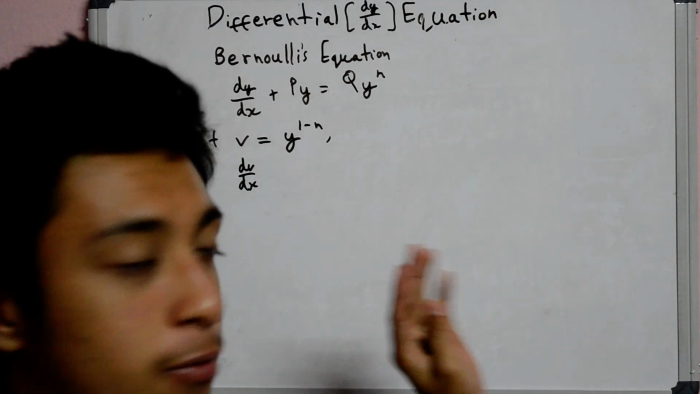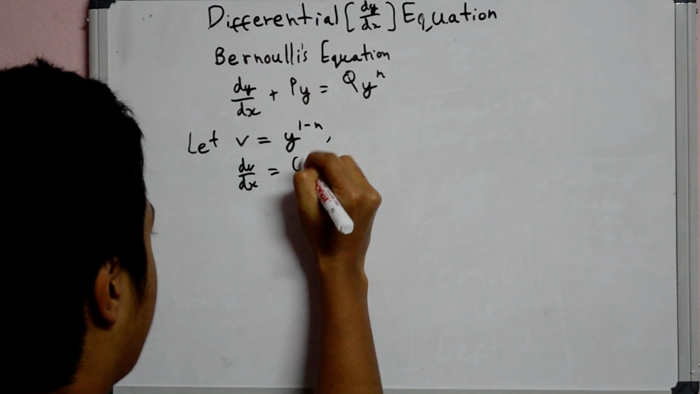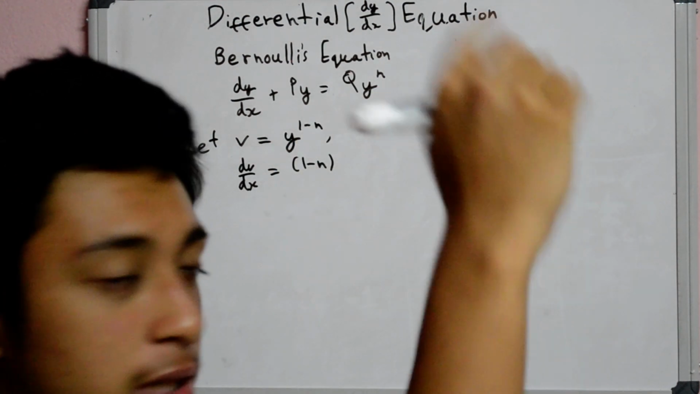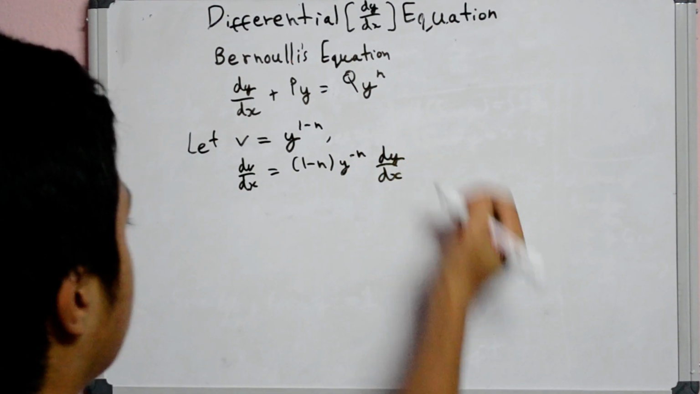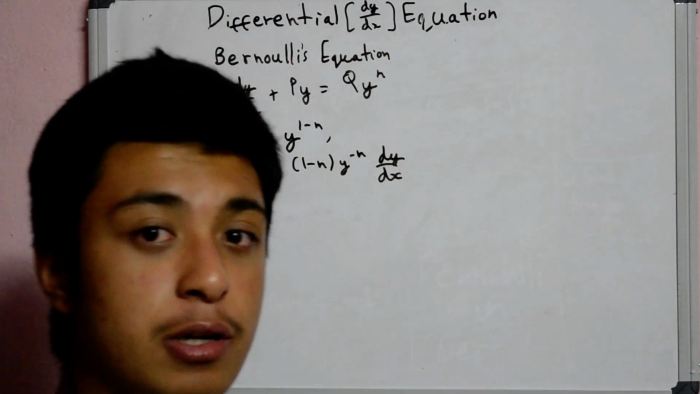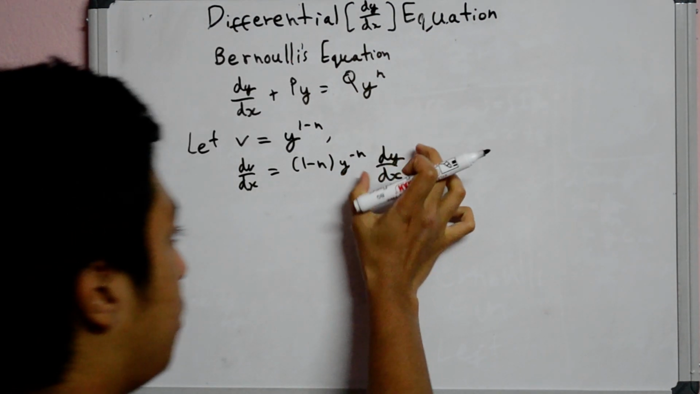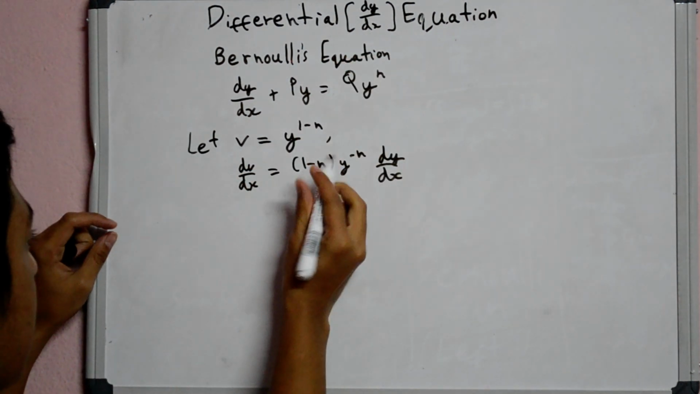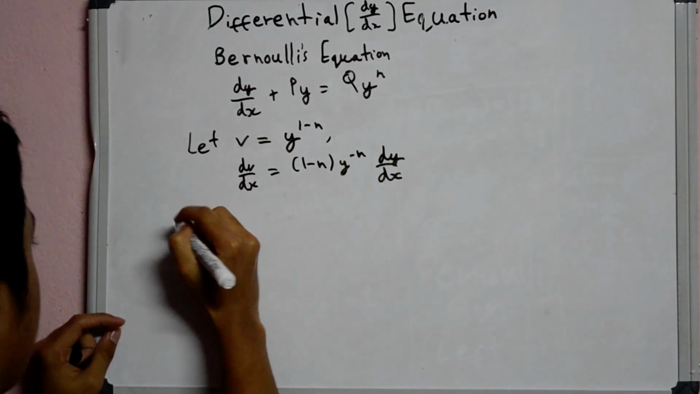We take the derivative with respect to x, and the power comes first, then the power is reduced by 1. So 1 minus n minus 1, the 1's cancel, giving y to the power minus n, dy/dx. Now what we do is substitute these values in. But before that, the main step is to realize that whatever the coefficient of dy/dx is, we have to multiply it to the original equation. So here we multiply (1 minus n) y to the power minus n on the first equation.